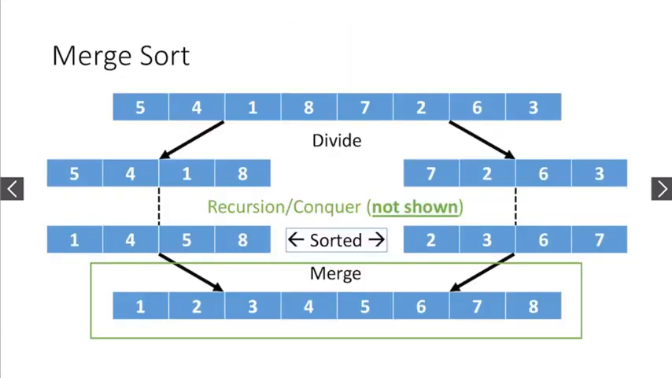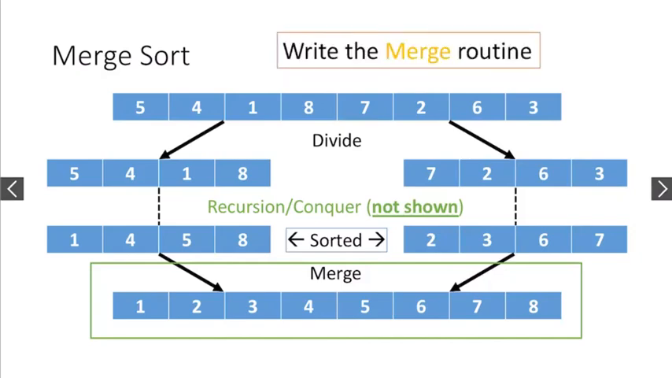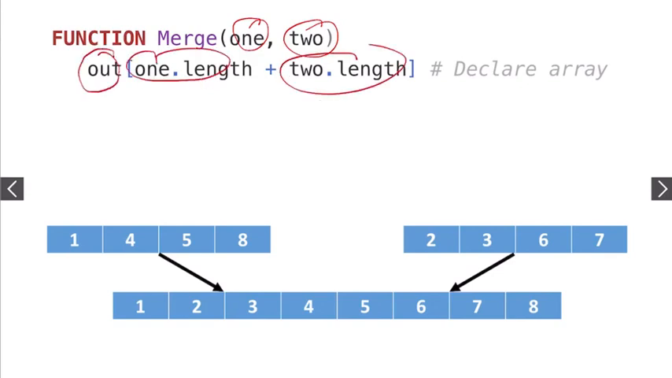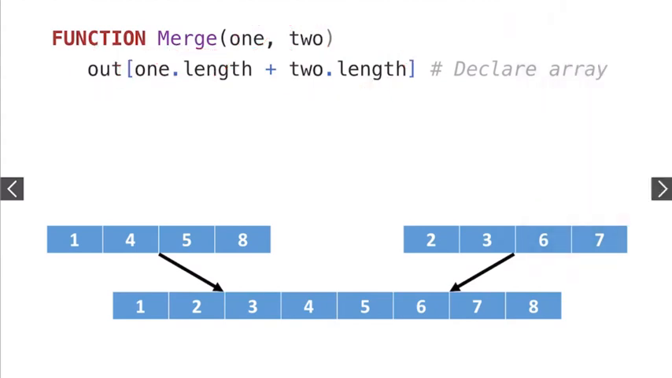So what I'd like you to do is write the merge routine, the one that takes this and merges them together. Here's the start of it. I'll just say function merge. It's going to take a left side and a right side. I'll just label those 1 and 2, a little more generic naming than just saying left and right. And we're going to have an output array that's going to be the length of the two subarrays added together, so enough space for all of the elements in the two sides.